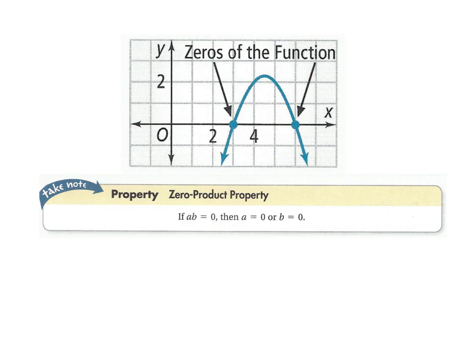I say might because if we had a function that opened this way, we have a vertex, we have a y-intercept, but we don't have any x-intercepts. So that might happen. And you might end up getting just one x-intercept if the vertex lies right on the x-axis. So these are the three types of functions that could happen here, where we get one x-intercept, two x-intercepts, or no x-intercepts.